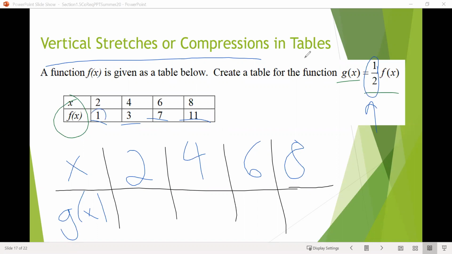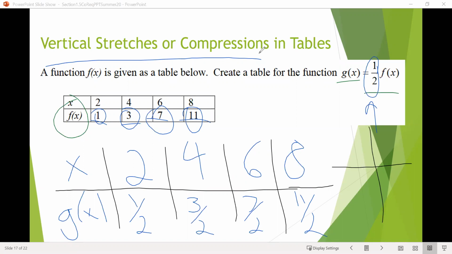So we could do 1 times 1/2, which would give us an output of 1/2. 3 times 1/2, which would give us an output of 3/2, or 1.5. 7 times 1/2, which would give us an output of 7/2, or 3.5. And 11 times 1/2, which would give us an output of 11/2, or 5.5. And that would now be our table for the function g.